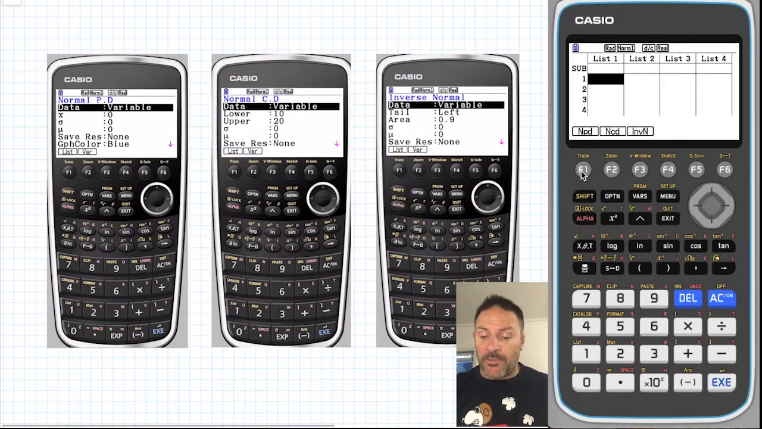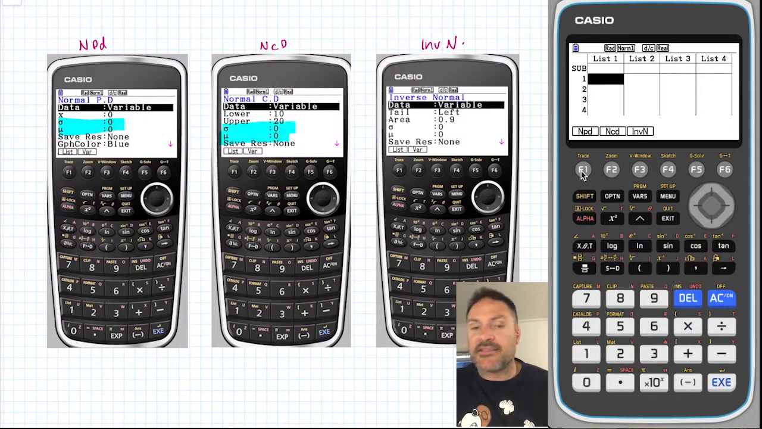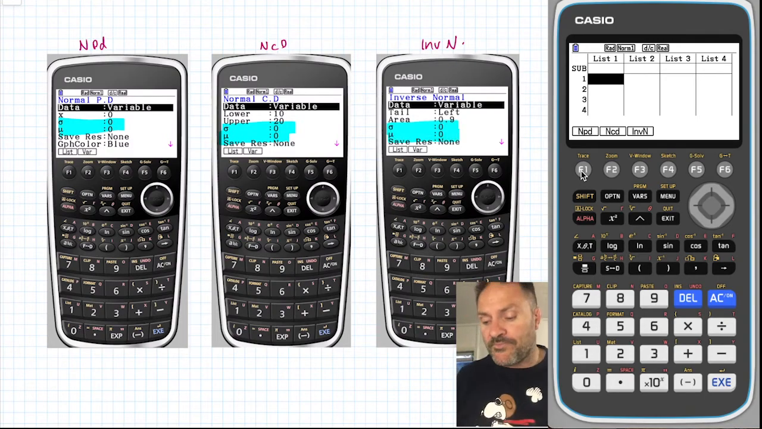You know, these are the three options. This is my NPD, this is my NCD, and this is going to be my inverse normal distribution. So you can see here, all of them have the same functions of standard deviation and the mean. In this case, it's the population mean, mu.